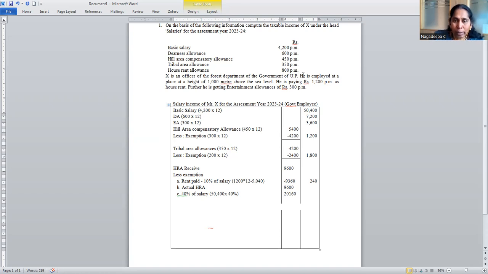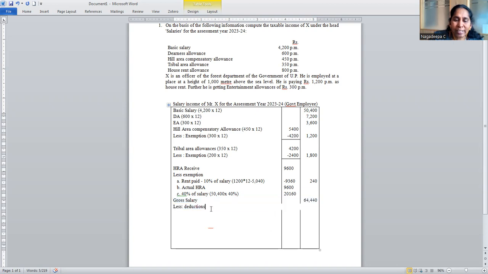Okay, I hope all the allowances are taken, everything is over. Now we are going to take the total. This total will be considered as the gross salary. So how much is the gross salary? 64,440, which is the total of this one.